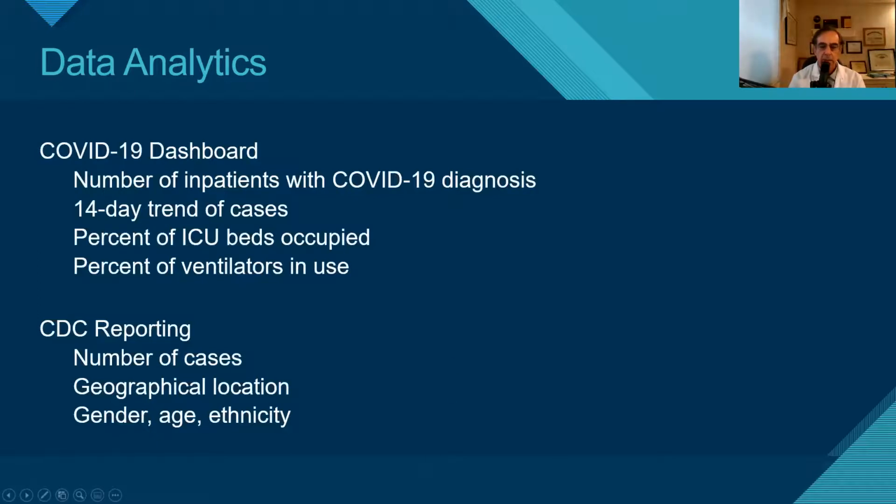And then the other thing that we can do is report up to the Centers for Disease Control, and that CDC reporting can include from every hospital the number of cases of COVID and where we're reporting from, and then some information about our patients: gender, age, and ethnicity. And these are the things that you might see that are coalesced, put together on a national level. You might see it on the national news where they report the number of cases that have been coming up, the trends, where the hot spots are in the country for cases.